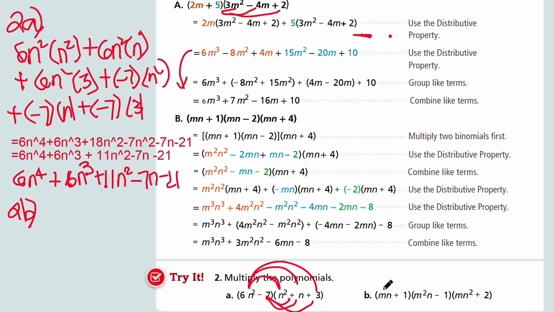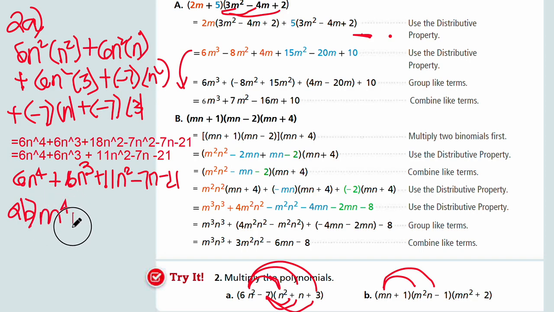For 2B, you're going to multiply each of them. So multiply mn by m squared n, mn times negative 1, plus 1 times that. So it's just going to be plus m squared n and then minus 1. And after you multiply them and combine, you're going to multiply that trinomial with this one as well. I don't think I have enough space to show you everything, plus my pen isn't working that well right now. So sorry. But let's check answers. I'm going to write the final answer.